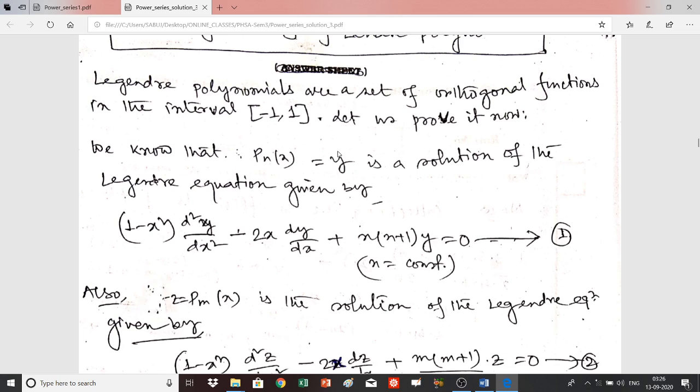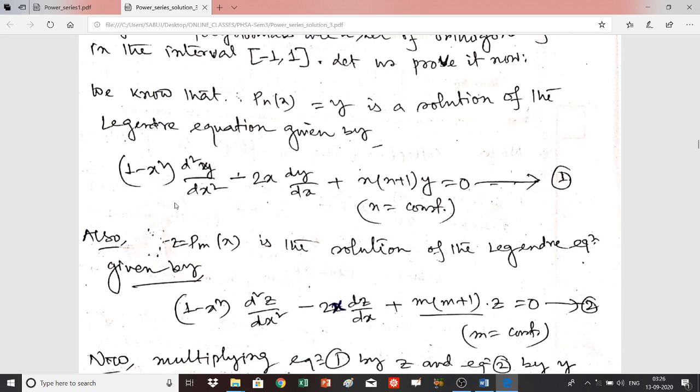You know that one of the solutions of the Legendre differential equation is y, which can also be written as Pn(x), the Legendre polynomial of the first kind. Since this solution has finite terms, it is very often used in practical cases. So let Pn(x) equal y; it is the solution of the familiar Legendre equation, which is written here.